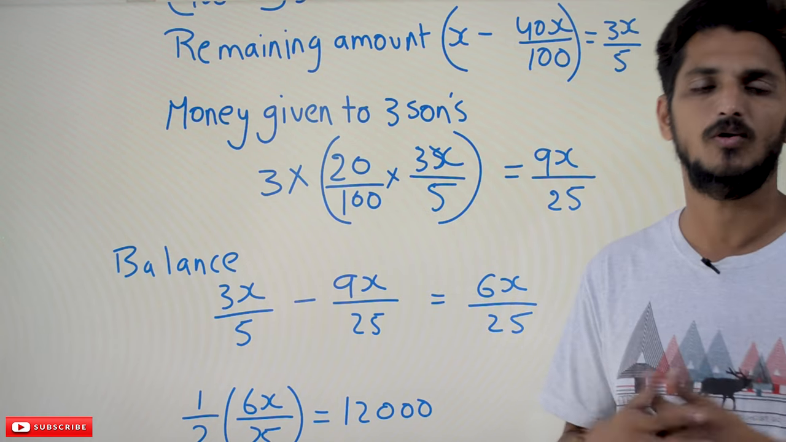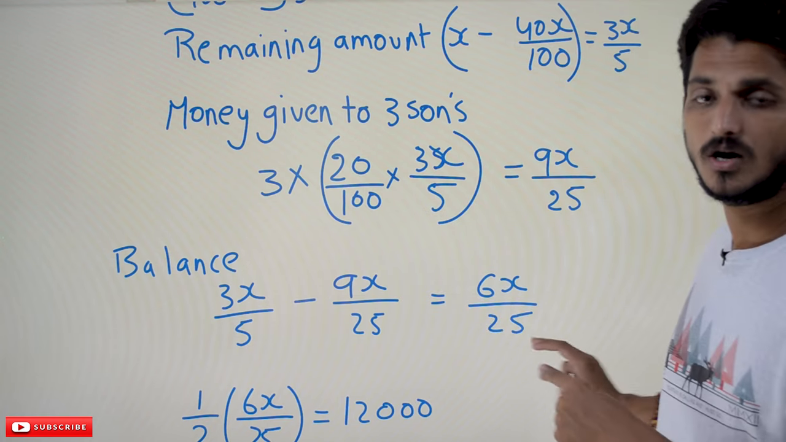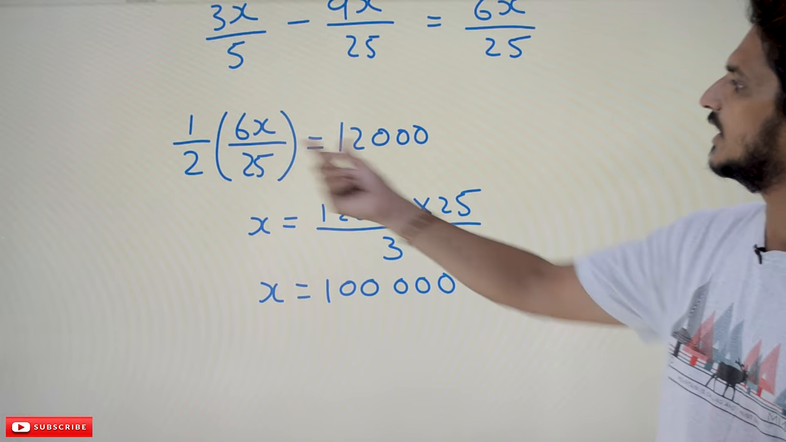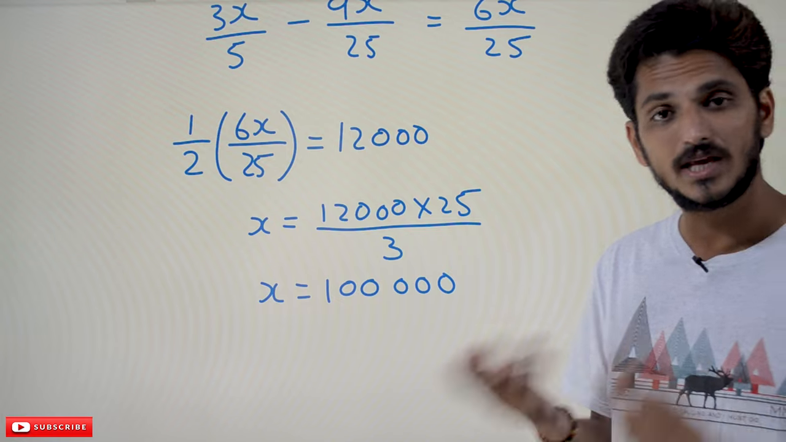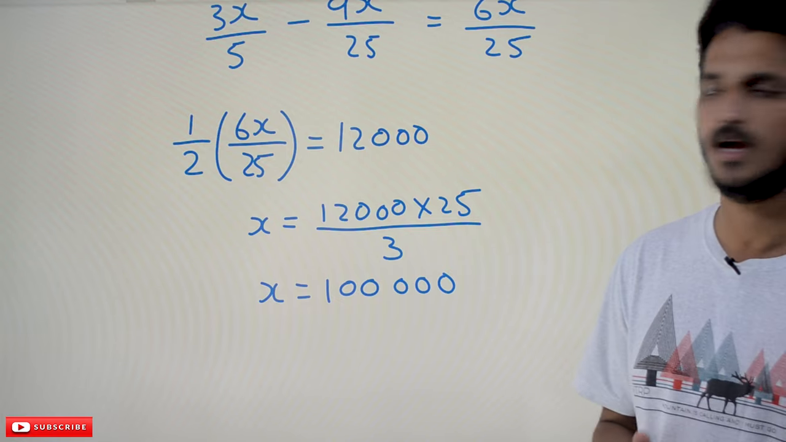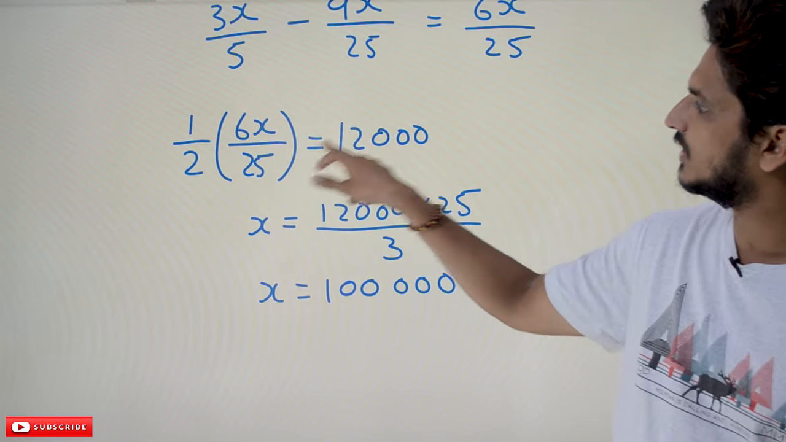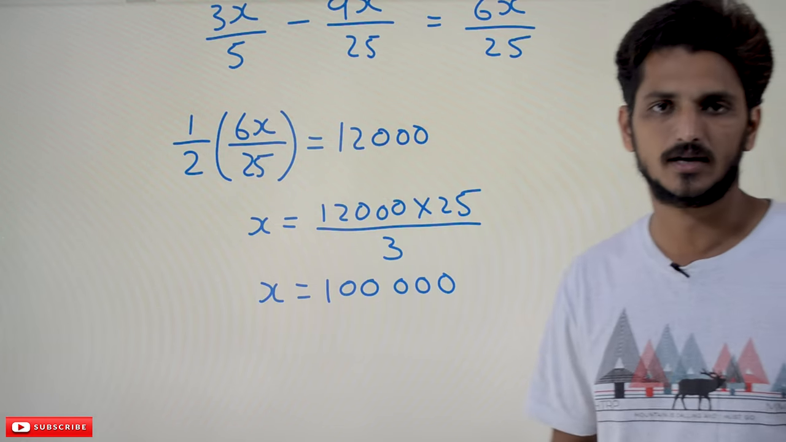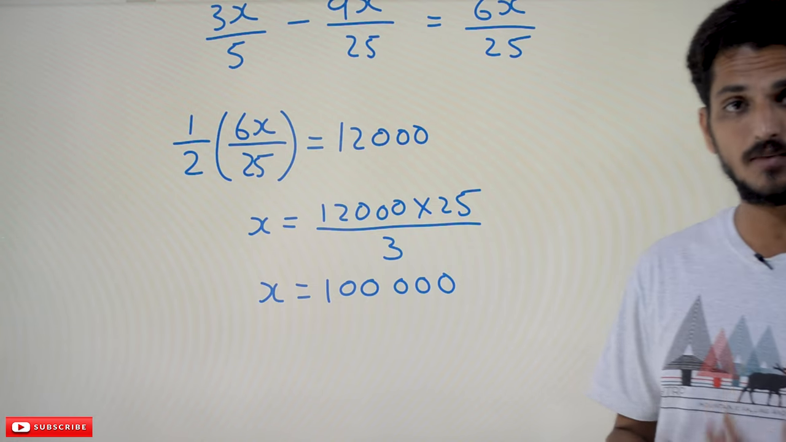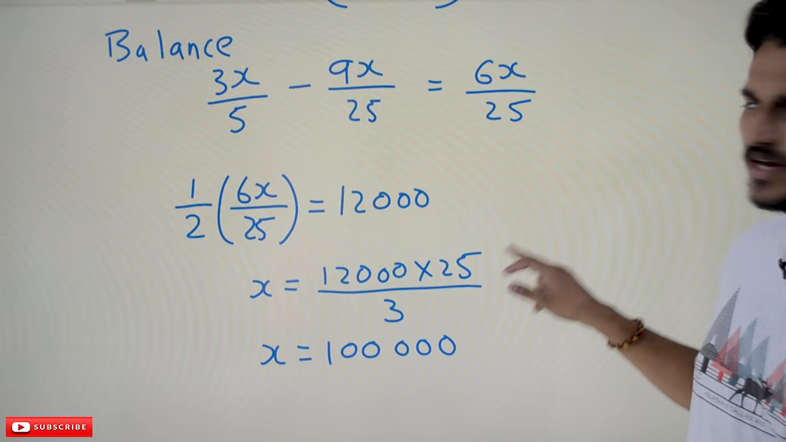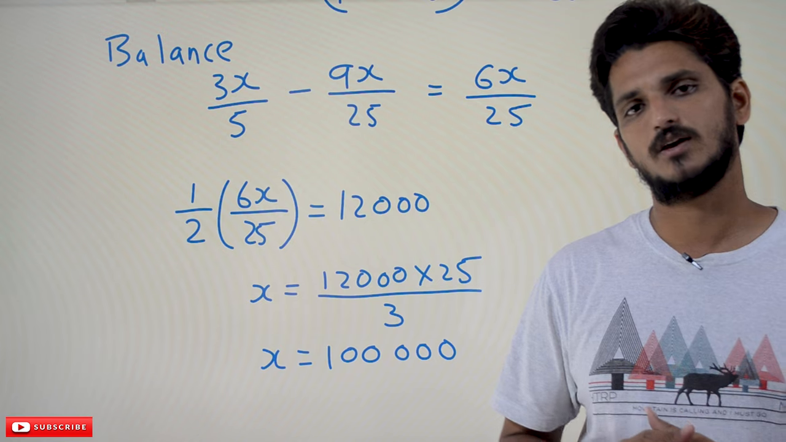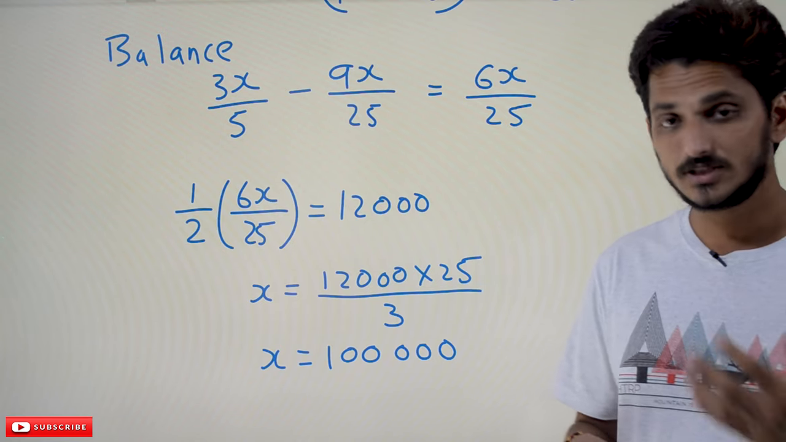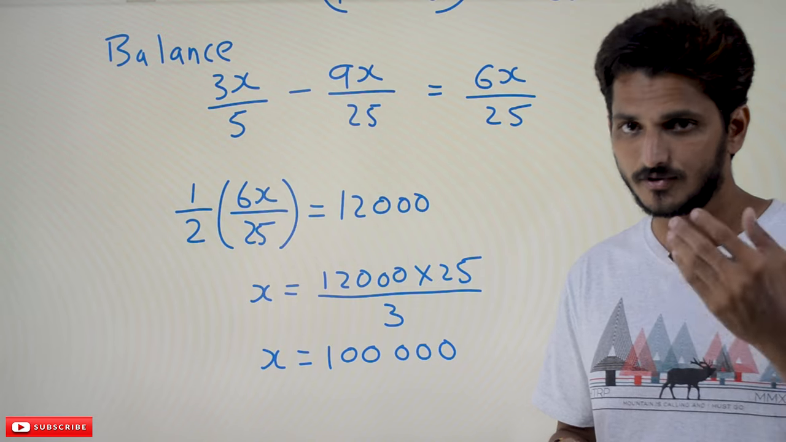Out of this amount, half is spent on miscellaneous activities and the remaining half is deposited in the bank. That remaining half is 12,000. So half of 6X by 25 is equal to 12,000. If you solve this, X is 1 lakh. So the amount James has is 1 lakh rupees. This is how we solve complex examples of percentages.